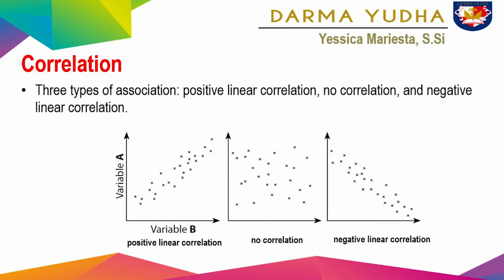There are three types of associations: positive linear correlations, non-correlations, and negative linear correlations. And you can see the shape of the graph for each correlation or association is very different. We are going to learn in detail what the difference is between each correlation in the next slide.